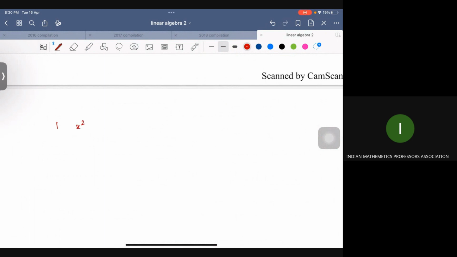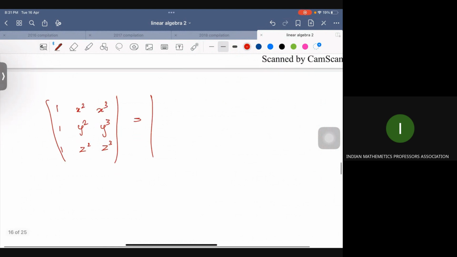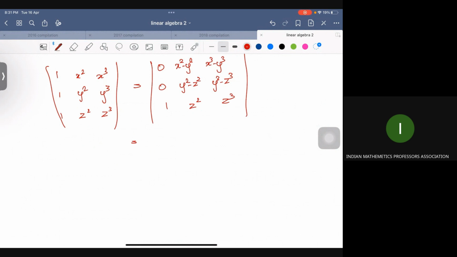One x square x cube, 1 y square y cube, 1 z square z cube. So first row minus second row: 1 minus 1 is 0, x square minus y square, x cube minus y cube. Second row minus third row: 1 minus 1 is 0, y square minus z square, y cube minus z cube, 1 z square z cube. From the first row, I am taking out x minus y. So 0, x plus y, x square plus y square plus xy.